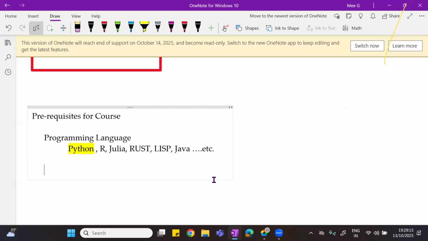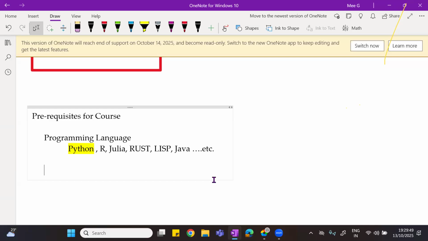Now, the only language which is really powerful and coming close to Python is Julia. R is completely based on Python. Whatever upgrades Python gets, R follows. But R is not a multi-purpose language. Julia is the one which is developed in similar terms to Python. Okay, now next.